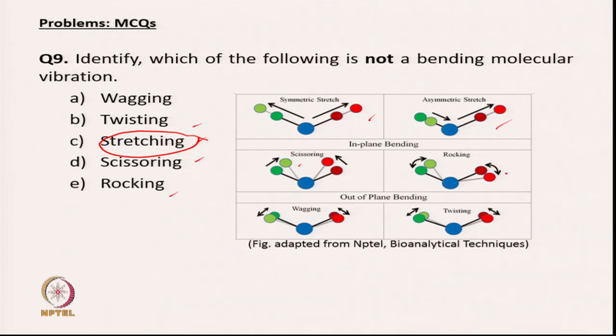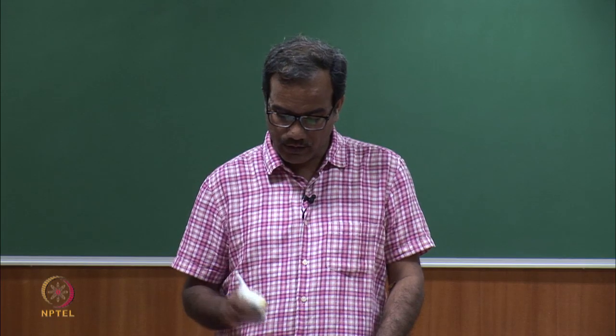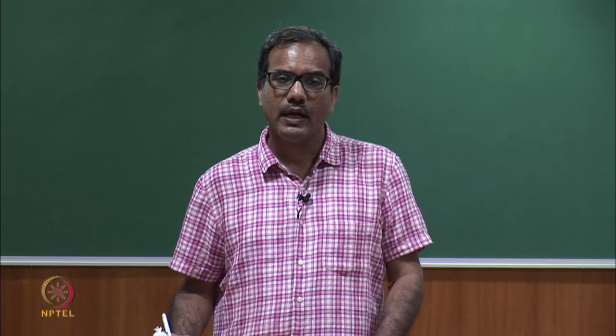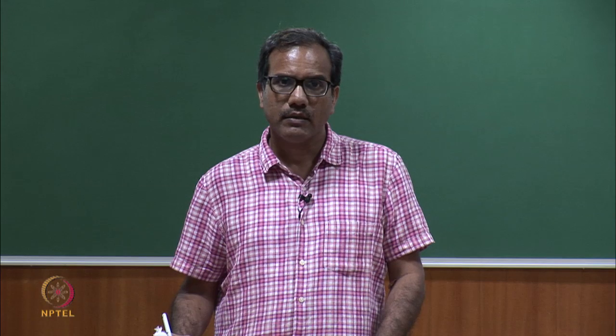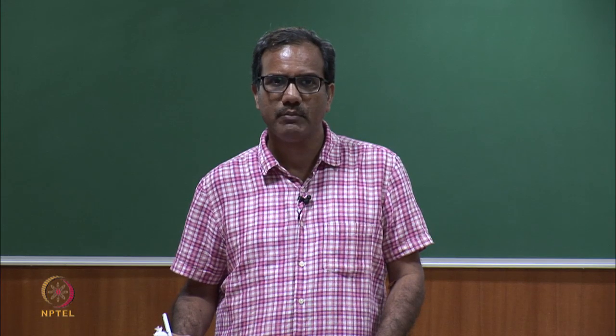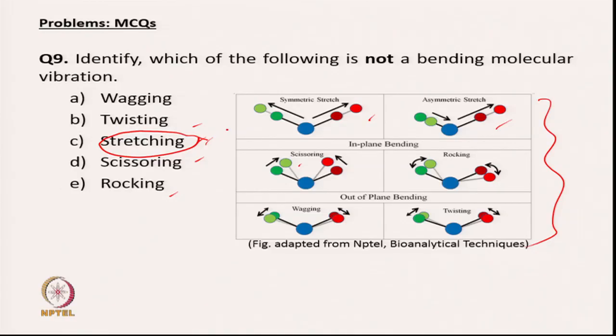Out of plane bending is again of 2 types, wagging and twisting. So, you must remember these different types of vibrational modes. In this, wagging, twisting, scissoring and rocking are types of bending molecular vibration, while stretching is not. So, the answer is C.